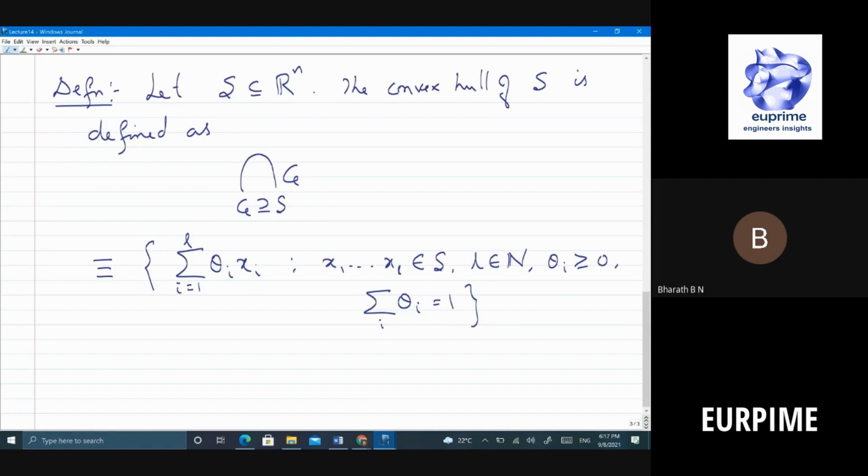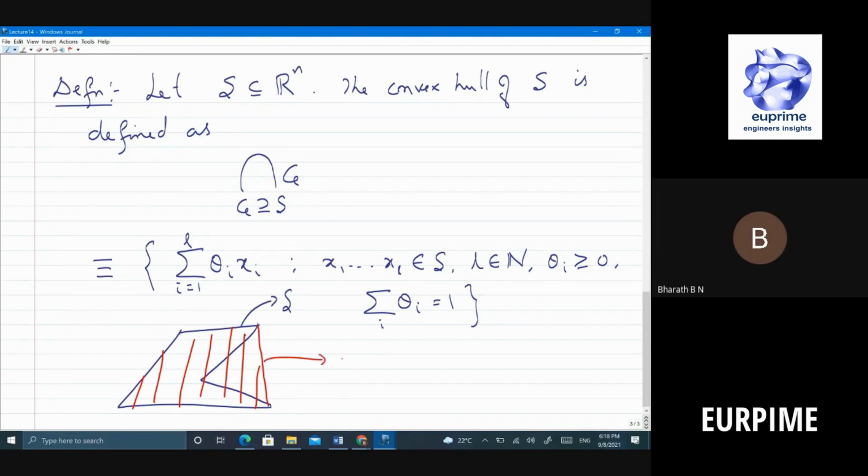But geometrically, it's very easy, right? So what is the convex hull of, for example, this? This will be easy, right? What is the convex hull of this? This is definitely not a convex set. So what will be the convex set? All the points, right? This is the convex hull. So for example, if this is your S, this whole region in red will be the convex hull of S. I'll write it as conv of S. Is that fine geometrically? Okay.